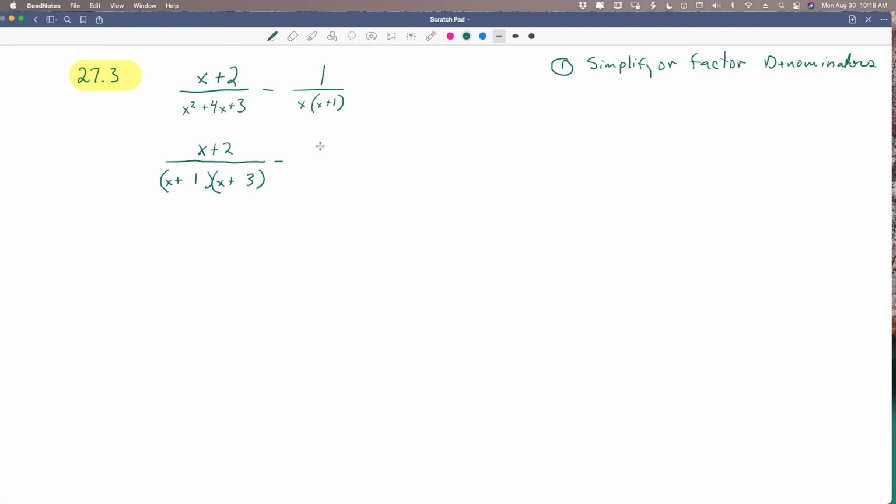Now what we see over here is that this has a factor of x plus 1 already, and we have x plus 1 over here. So they have a common factor. So we don't need to include x plus 1 a second time. All we need to do is include it that one time. So our common denominator is going to be, let's put our step here, find common denominator.